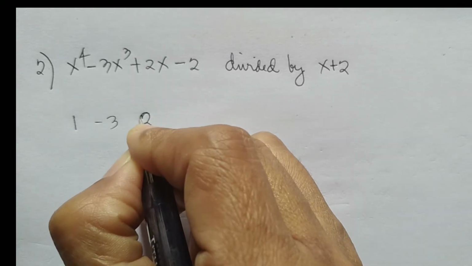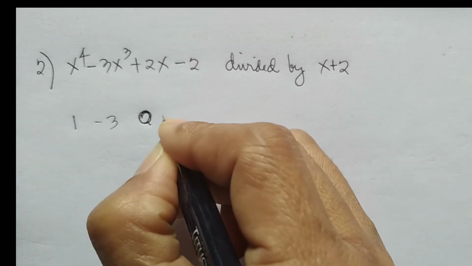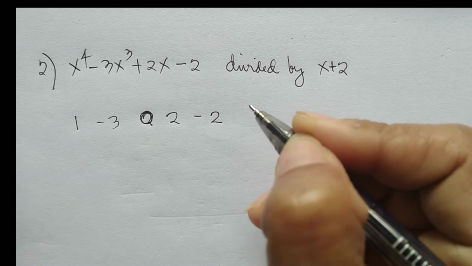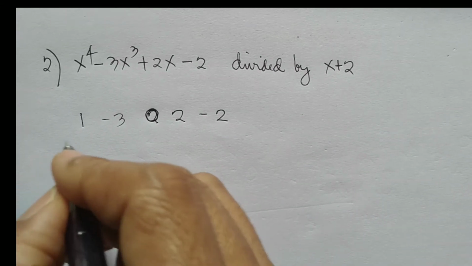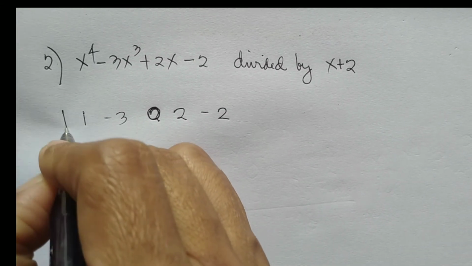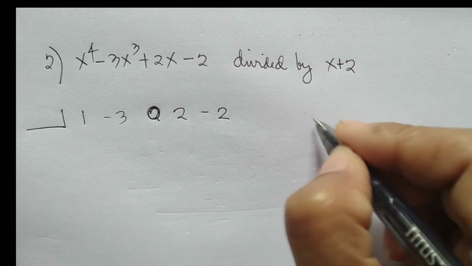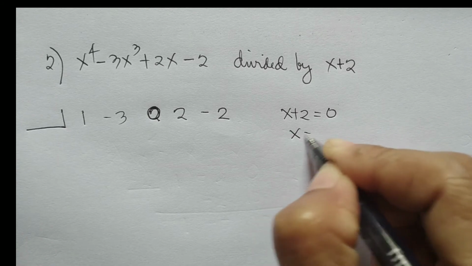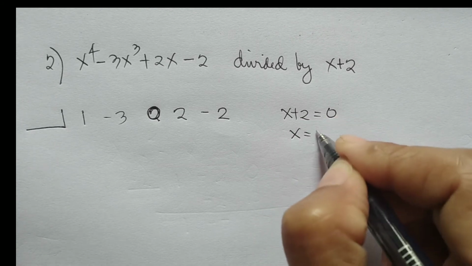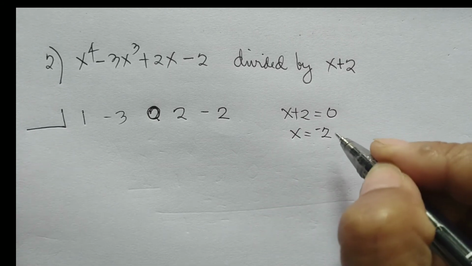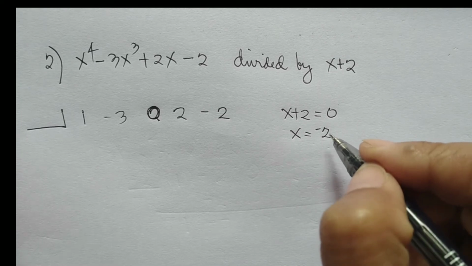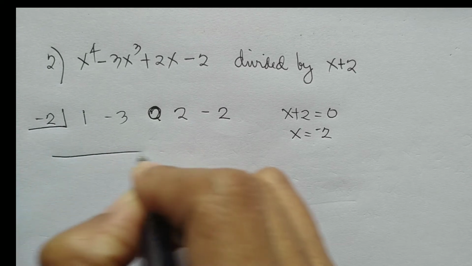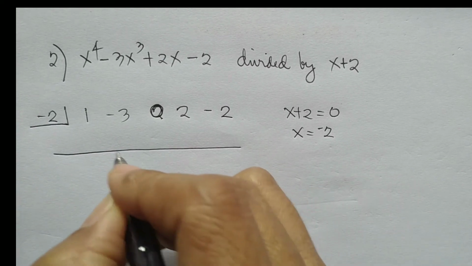Now we have 0 first for 0x squared, then we have positive 2 and then negative 2. Next, we have to divide it by our divisor, x plus 2 is equal to 0. Let us find the value of our x. That is the opposite of positive 2, so we have negative 2.